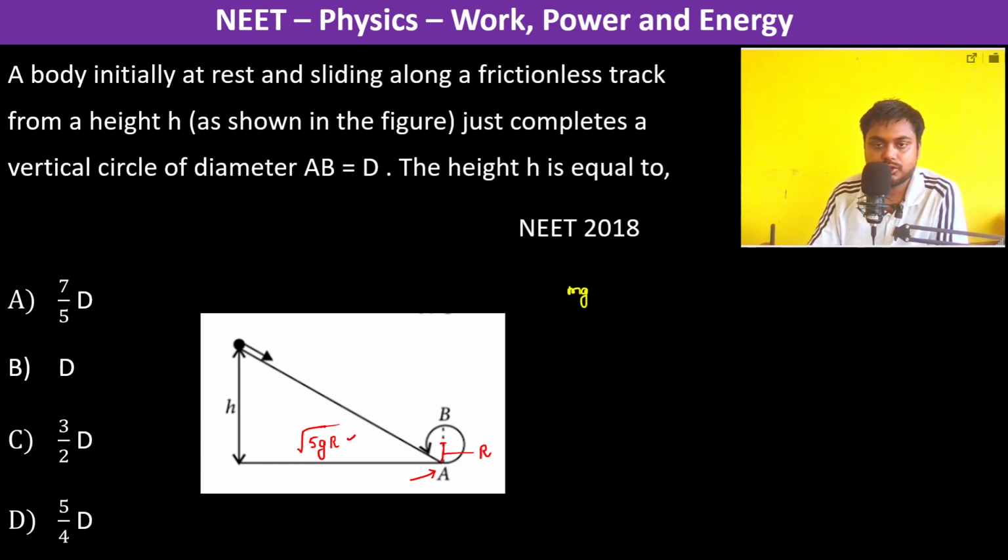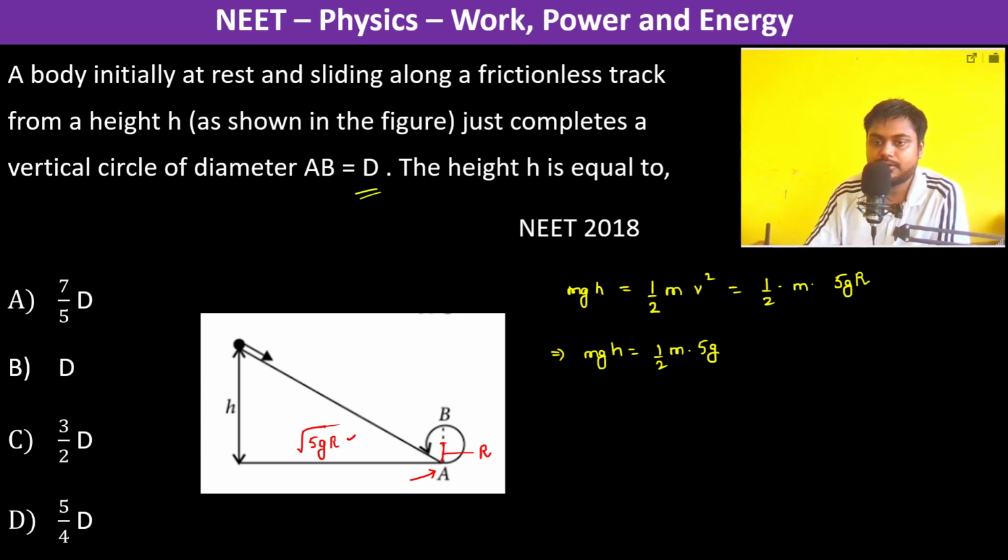m into g into h should be equal to half into m into v square, which is equal to half into m into 5g r. So mgh should be equal to half into m into 5g, and of course r is not mentioned, d is there, so therefore d by 2. mg is gone, so therefore h should be equal to 5 by 4 into d. So therefore d is going to be the answer.